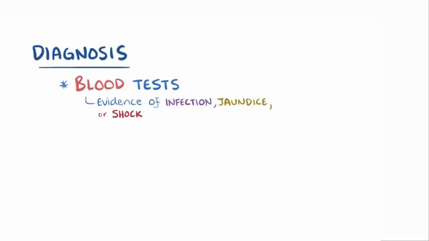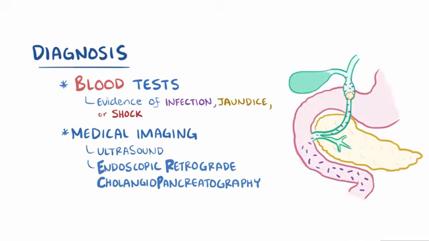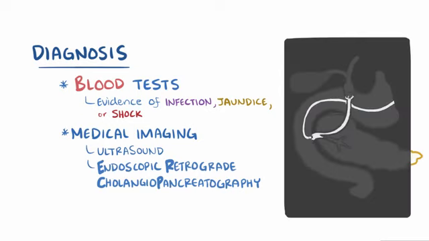For diagnosis, blood tests that assess for evidence of infection, jaundice, and shock might be used, as well as medical imaging like ultrasound or endoscopic retrograde cholangiopancreatography, or ERCP, which is where an endoscope is inserted down the esophagus and a radiocontrast dye is injected into the bile ducts, allowing visualization of any blockages on X-ray.